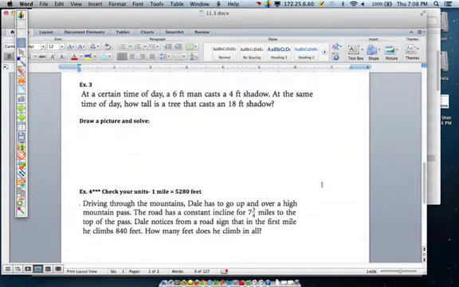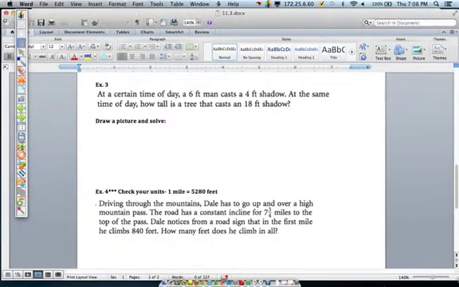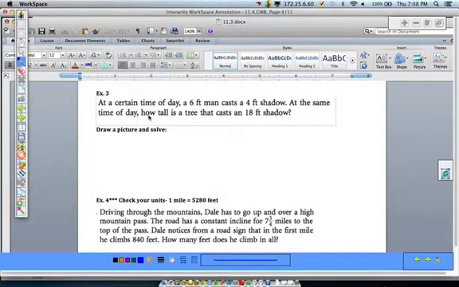It says, at a certain time of day, a man that is 6 feet tall casts a shadow of about 4 feet. At the same time of day, how tall is a tree that casts a shadow of 18 feet? So we have a 6-foot man. He casts a shadow that's 4 feet.